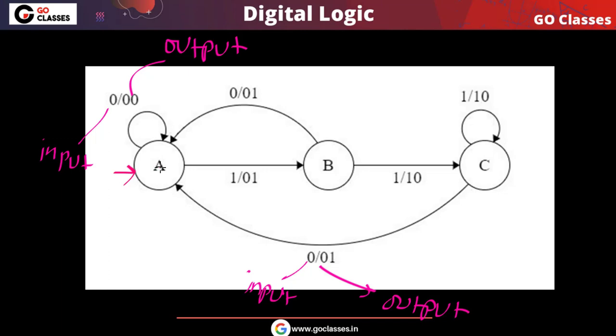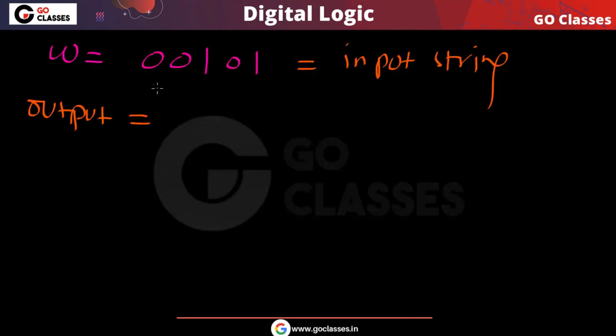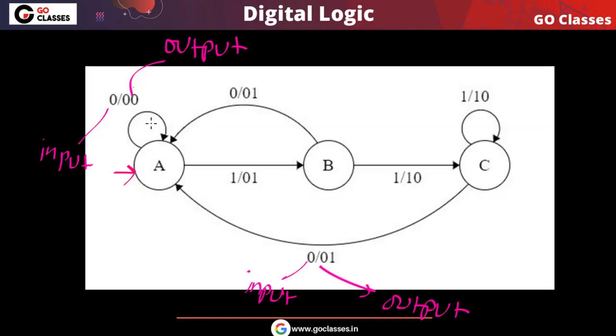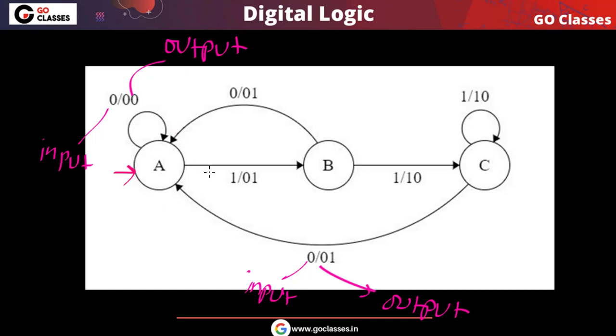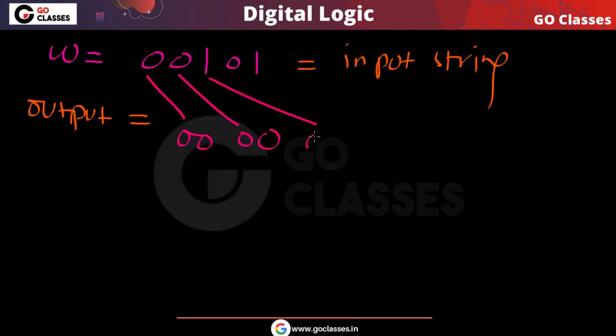In this initial state, if the input is 0, then you will print 00. Next, you will go to state A. In this state A, again if another 0 comes, you will print 00. Next, if input 1 comes in state A, then you will print 01 and go to state B. So here 01 will be printed and you will go to state B.